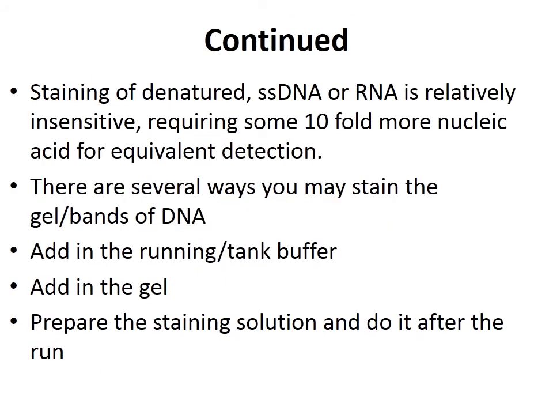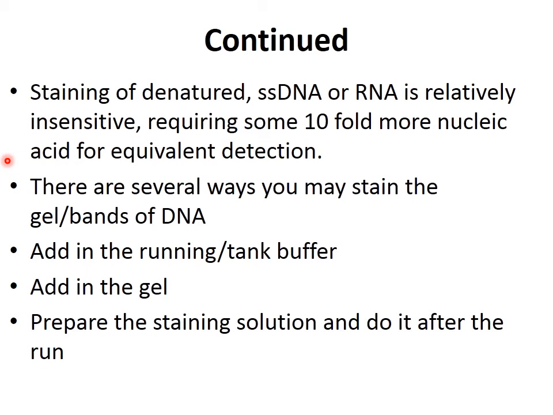So DNA or RNA, they both could be stained by using ethidium bromide. The detection sensitivity for double-stranded DNA by using ethidium bromide is more as compared to single-stranded DNA or RNA. Staining of DNA with ethidium bromide could be done in several ways. Ethidium bromide can be mixed with the DNA sample and the run could be done.